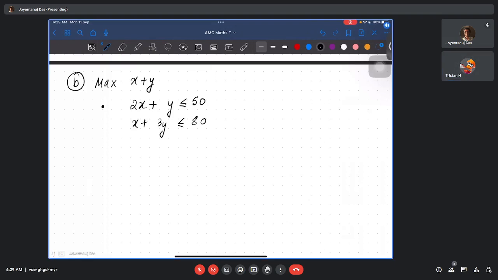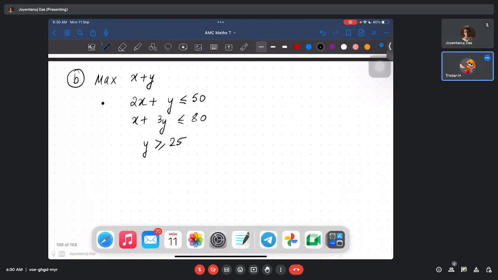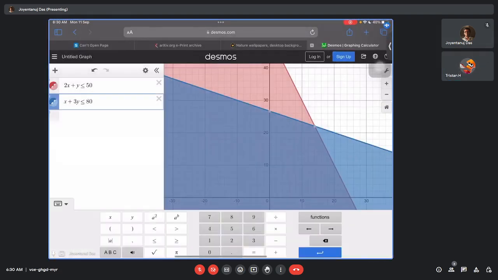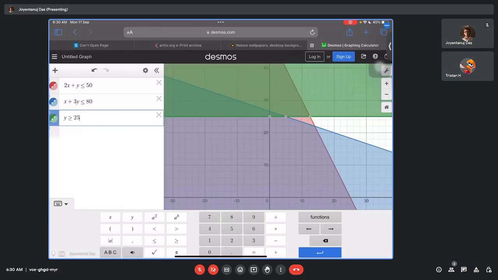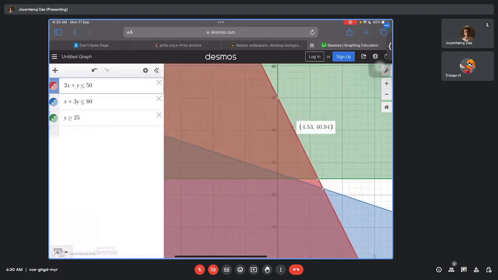No. X and Y we are using as the miles on land and miles of bridge, right? So what I was saying is y has to be greater than or equal to 25. This is the third constraint, because y has to be at least 25 miles, right? Oh, yes, I see. So you have to add that y is greater than or equal to 25. Yes. So this will actually decrease our region.